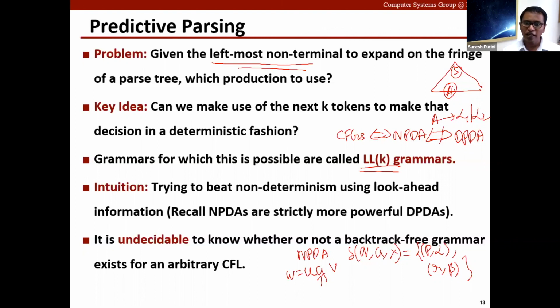Grammars in which we can beat non-determinism by using the next k lookahead symbols are called LL(k) grammars. In general, given an arbitrary grammar, we don't know whether it is possible to construct a backtrack-free grammar for it in an algorithmic approach. It's an undecidable problem.